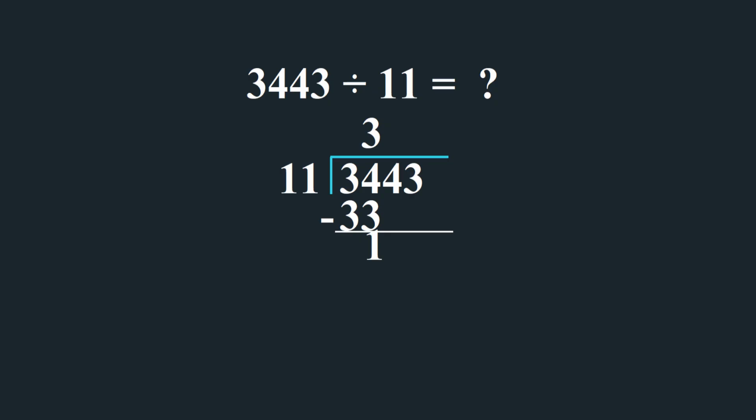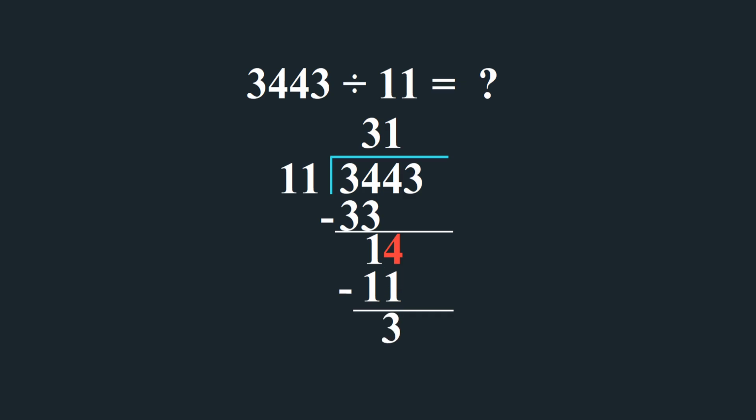Now we bring down the next digit 4, and this makes our new number 14. How many 11 are in 14? The answer is 1. Now multiply 1 by 11, which gives us 11. Draw line and subtract 14 minus 11, which leaves us with 3.